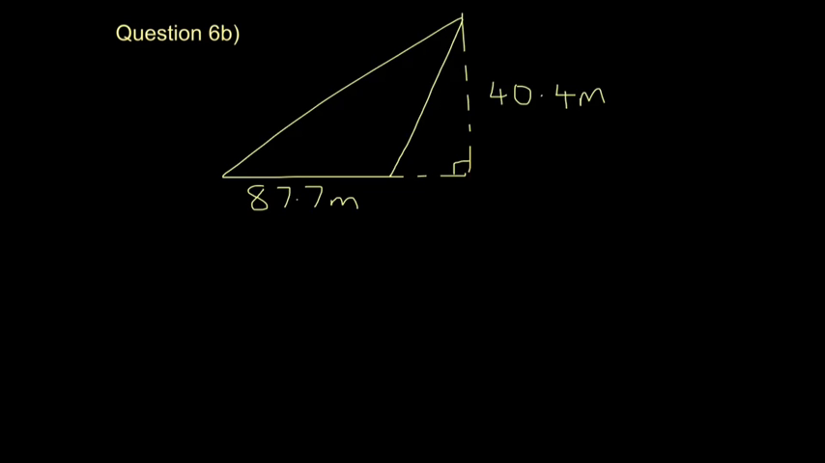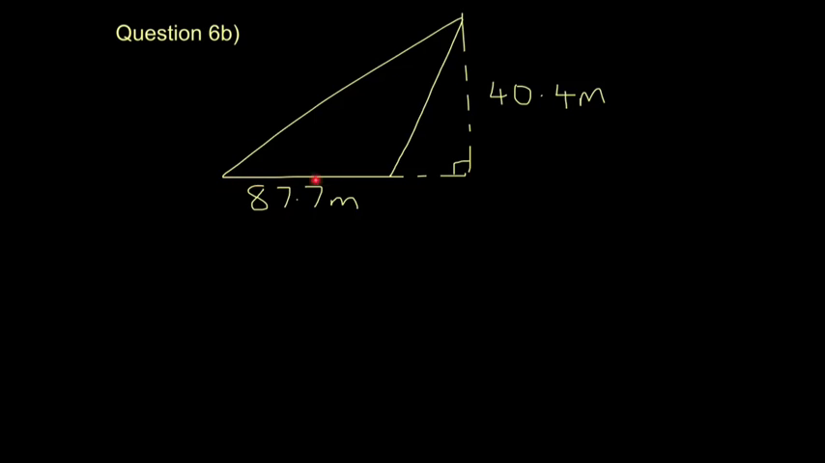In exercise 10C, questions 4, 5 and 6 all refer to triangles. So I'm going to look at a triangle example. I'm going to look at question 6b. Let me draw it up. Okay, here's question 6b. There are two important pieces of information. There's this piece, 87.7 meters, which refers to this length here.